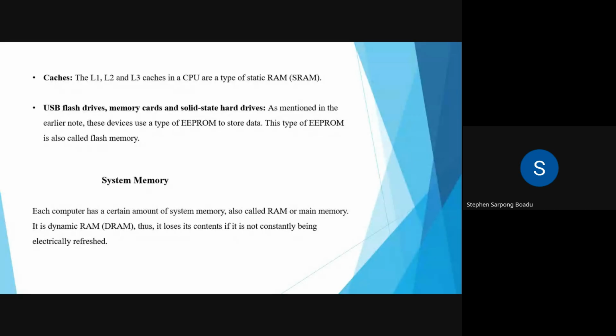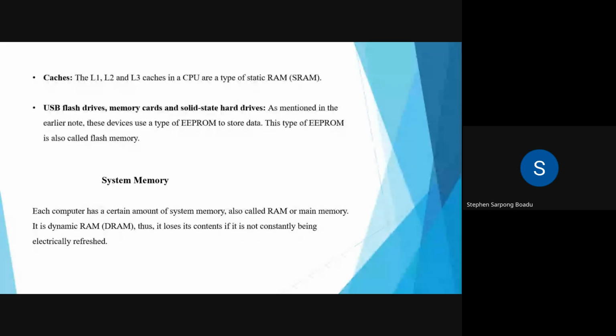All right, so we mentioned caches, right? If you still remember, caches store data temporarily, so that when you come back to access them, it will be easy to access them. So here it's talking about the types of caches. You have the L1, which is a bit smaller. You have the L2, which is a bit bigger, and then the L3, which is bigger, right? So we say that L1, L2, and L3 caches in the CPU are a type of static RAM. So all these are types of memory.